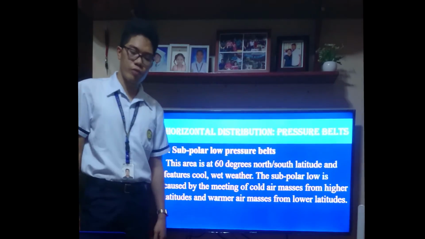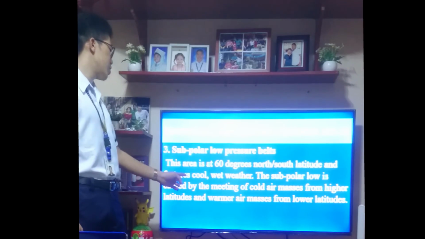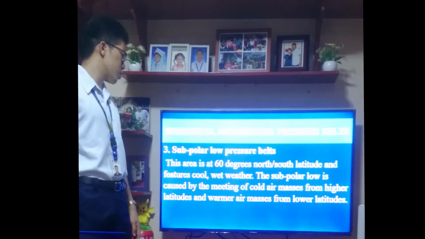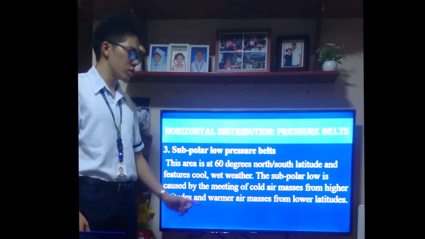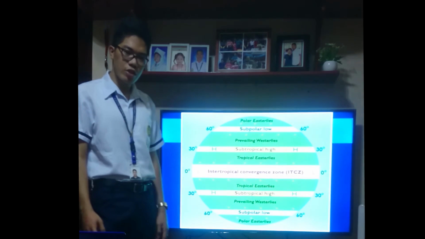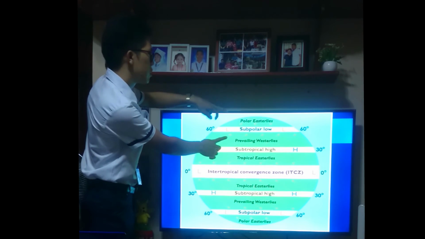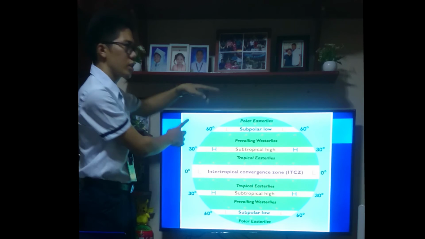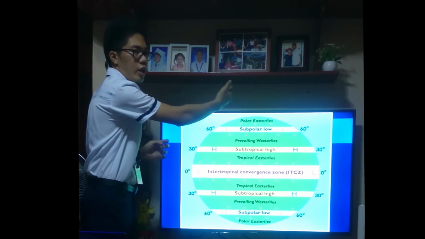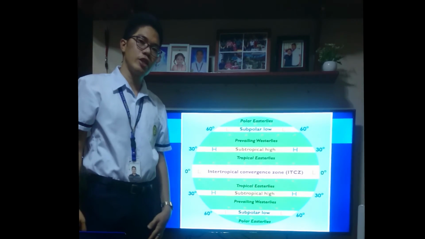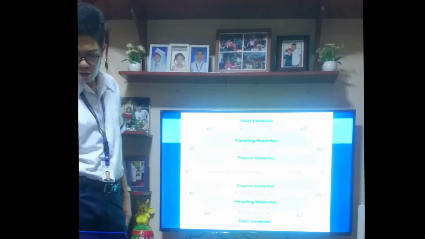Then we have the subpolar low pressure belts. This area is at 60 degrees north and south latitude and features cool, wet weather. The subpolar low is caused by the meeting of cold air masses from higher latitudes and warmer air masses from lower latitudes. This region is also called a zone of convergence. It is called the polar front because the air coming from the subtropical high and the polar high converge here. Thus, it produces cyclonic storms or low pressure condition. So that's why it's letter L.